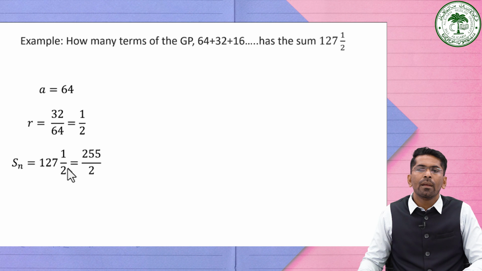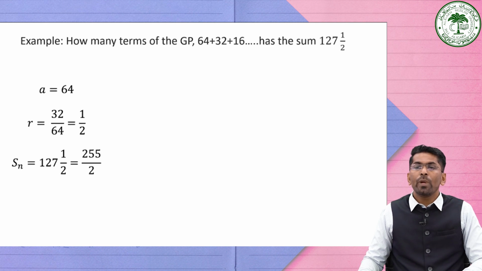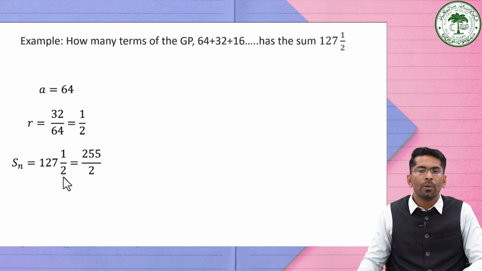We can convert this mixed term, 127 into 1 by 2, to an improper fraction. We multiply this 127 by the denominator 2 of the fraction and then add the numerator. So 127 into 2 plus 1, which is equal to 255 divided by 2. So we can rewrite this as 255 divided by 2.